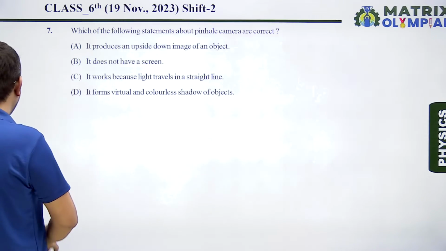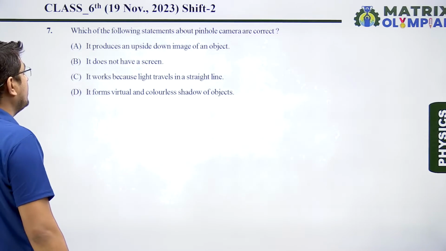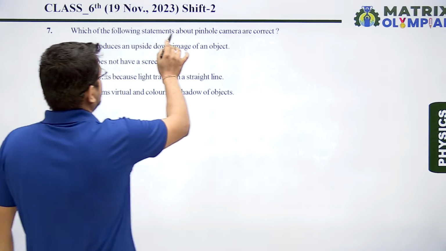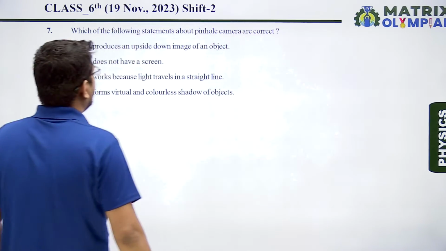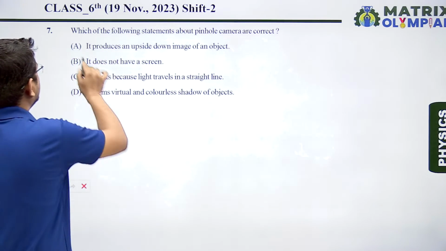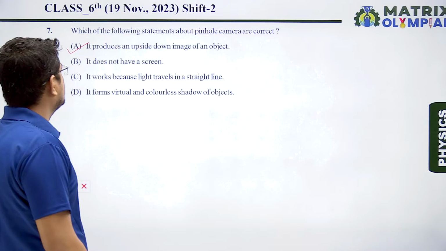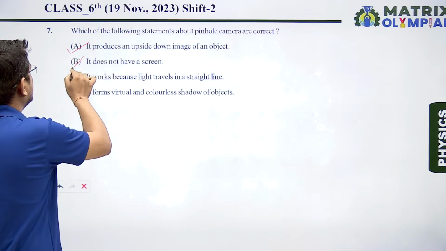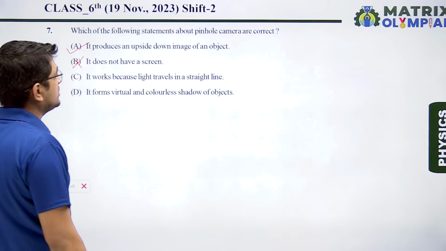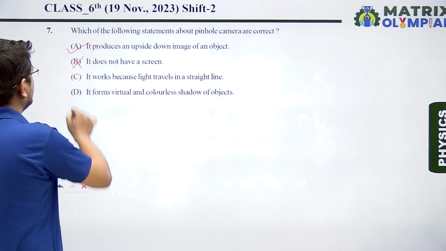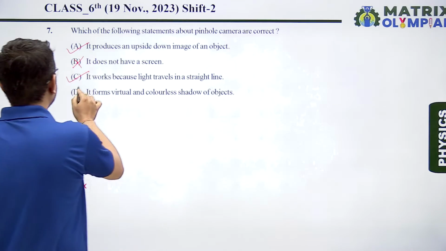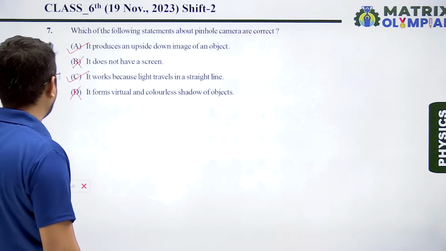Question number 7. In this also, we may have more than one answer. Which of the following statements about pinhole camera are correct? It produces an upside down image of an object. This is a correct answer. It does not have a screen. This is not true. It does have a screen. It works because light travels in a straight line. This is also a true statement. It forms a virtual and colorless shadow of the object. This is false. So the correct answer is A and C.